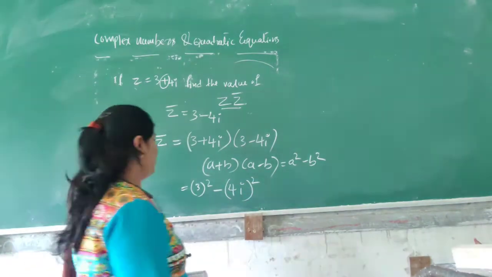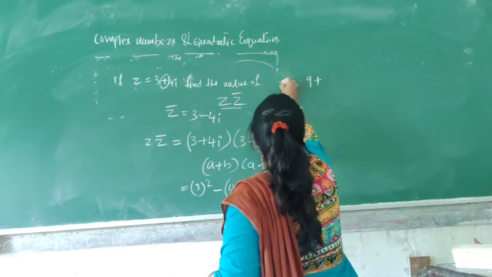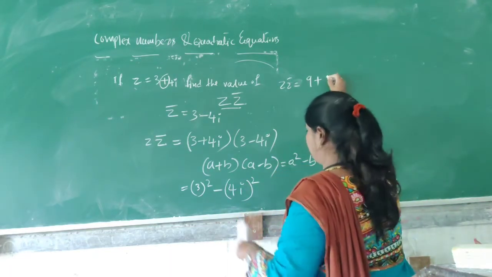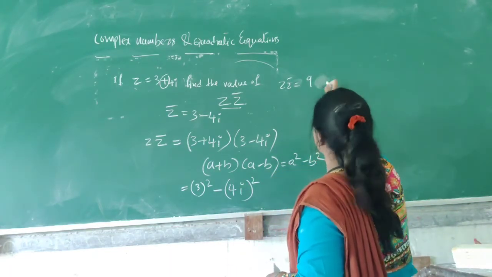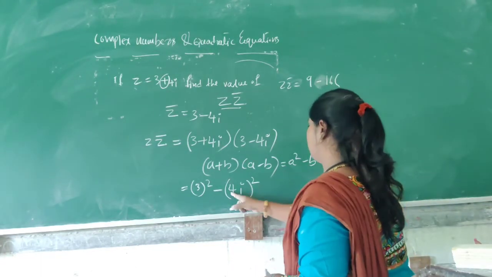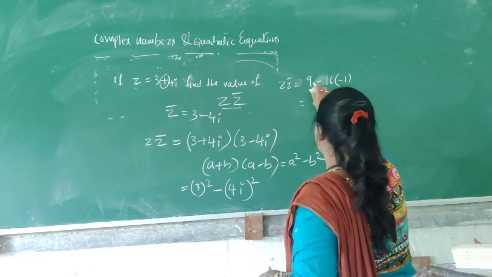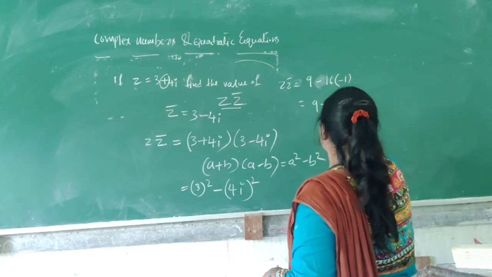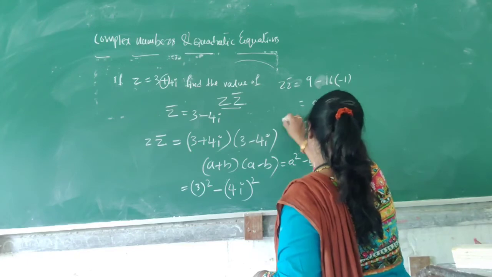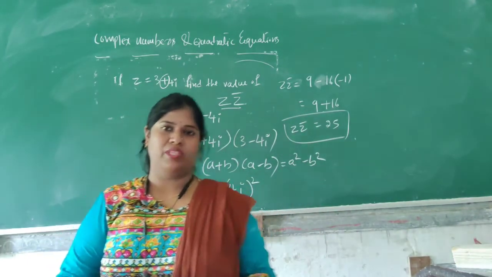3 square is how much? 3 square is equal to 9. Minus is there, no? Okay, minus 4 fours are 16, i is this one, 4 fours are 16. I square is minus 1. So 9, minus into minus is plus 16, which is equal to 25. Therefore, z bar times z is equal to 25. Okay?